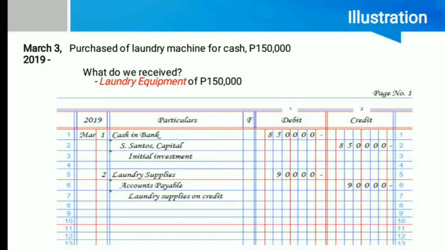So let us now write it in our general journal. We will skip one row before writing this next transaction. So we have it here. The date is 3, which is March 3. So our debit entry or debit item is laundry equipment, and then the amount is 150,000 pesos.